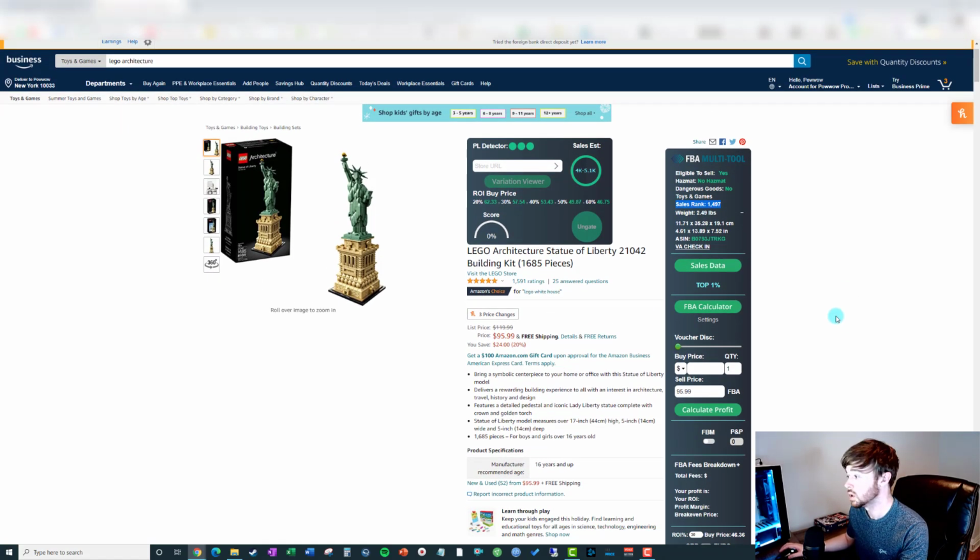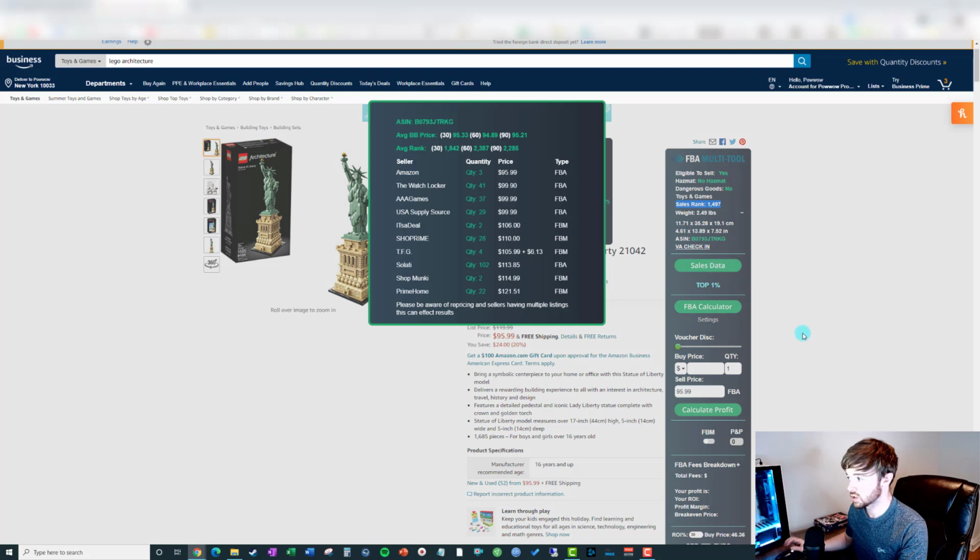But it gets even better. If we click the sales data button right here, we're going to see this pop-up, and this pop-up is amazing. This is where we start to look at the supply. We looked at the demand when we looked at the sales rank. We click sales data, and now we can see the sellers who are on this listing.